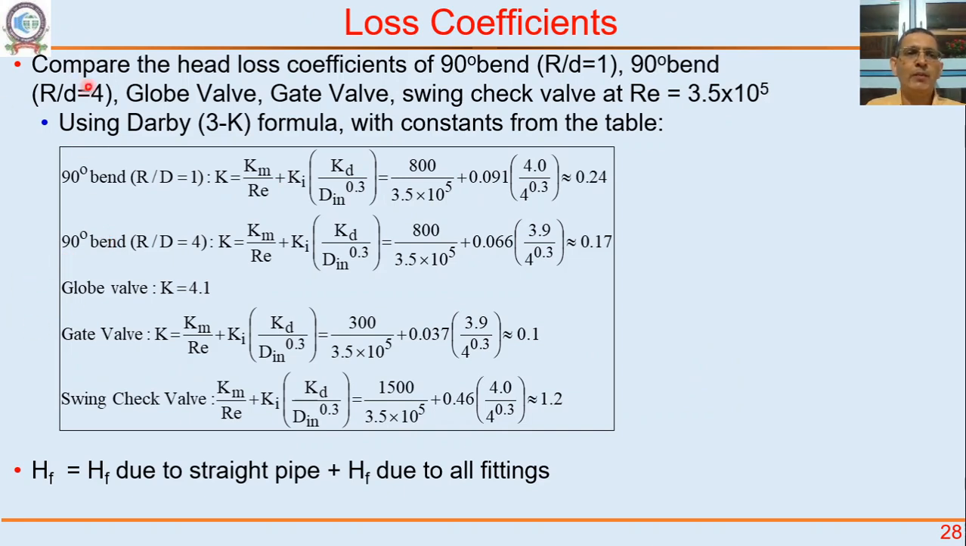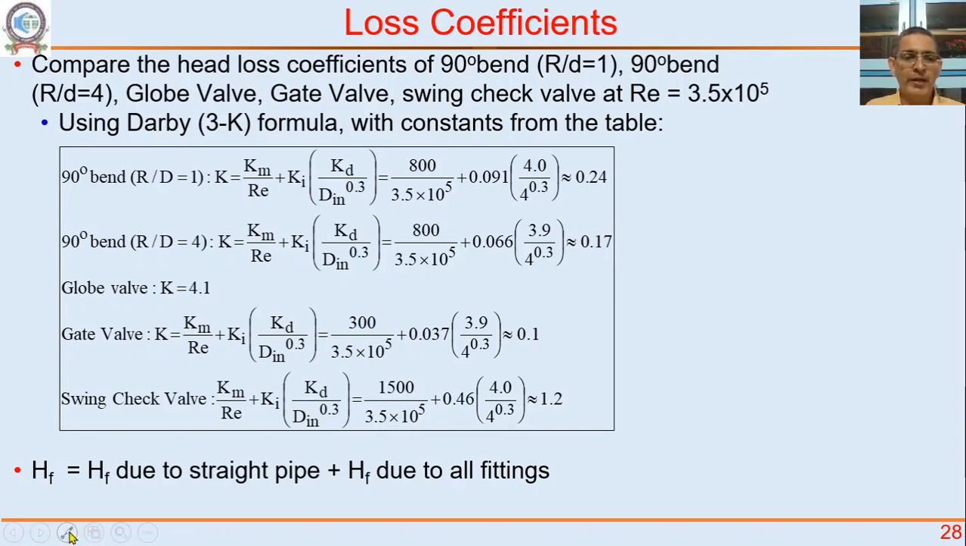And here is one small problem. You can pause the video, read this problem yourself, and do the problem yourself. I'm asking you to compare different head loss coefficients for a bend, R by D 1, R by D 4, meaning more radius of curvature, gradual, more gentle rather than a very sudden or sharp bend, globe valve, gate valve, swing check valve. And you can see that globe valve gives a very high head loss coefficient. Gate valve gives a very low one. If the pipe bend is gradual, you get a lower head loss coefficient.